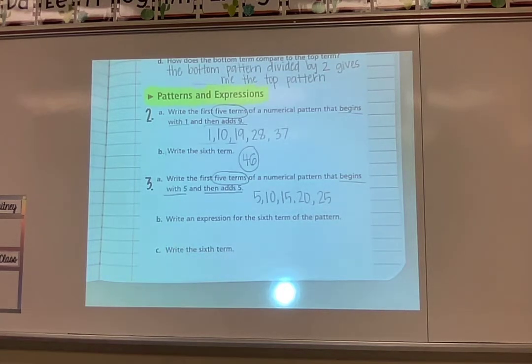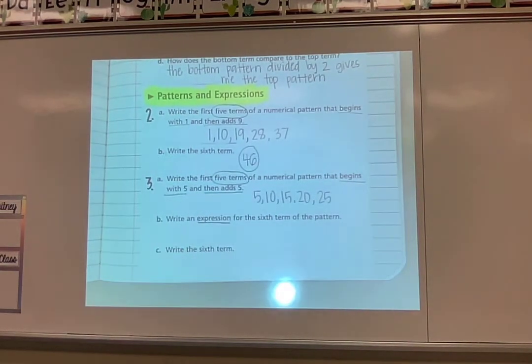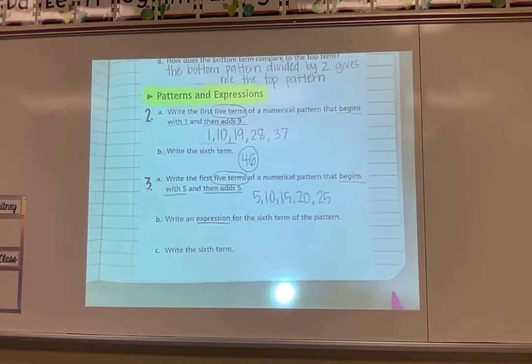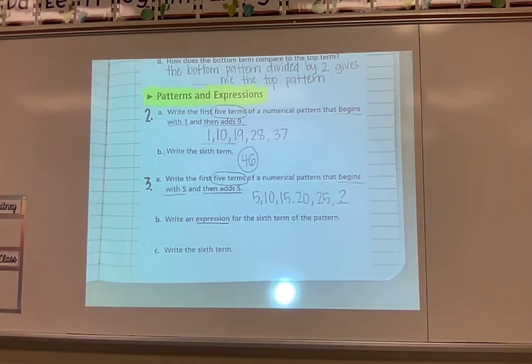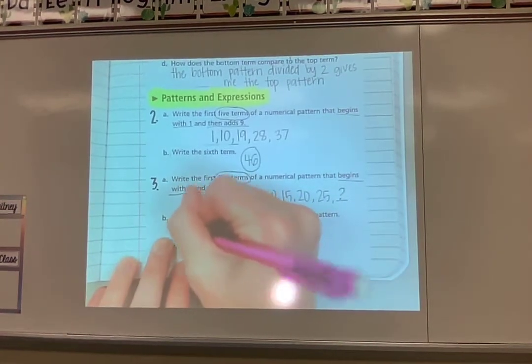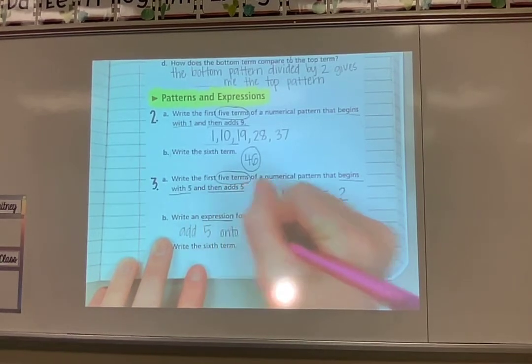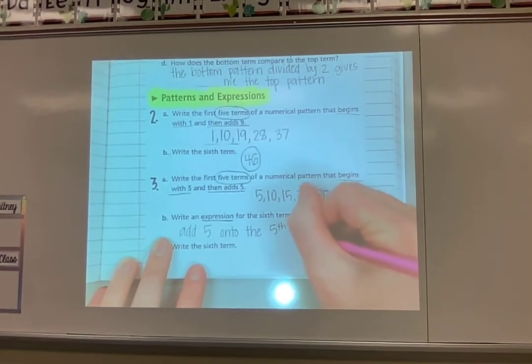Letter B says, write an expression for the 6th term of the pattern. Remember, expression means I want to tell someone else how they would find the 6th term. So I'm thinking, if I want to explain to someone how they would find the 6th term, what would I tell them? Well, the 6th term is going to be the very next one. How would I explain to someone how they would find that? Well, I would just say add 5, because that was our rule. Add 5 onto the 5th term, because the 5th term was the one that was right in front of it.